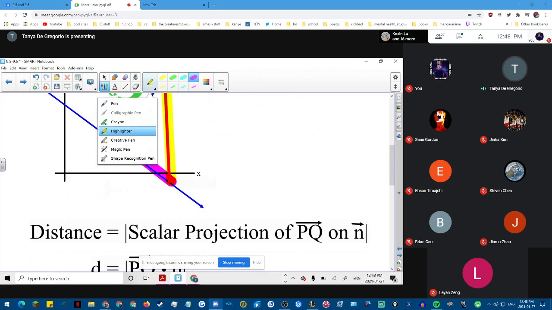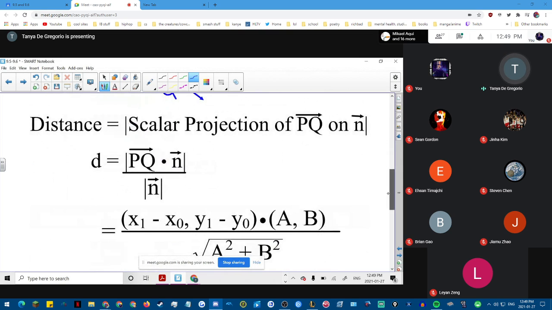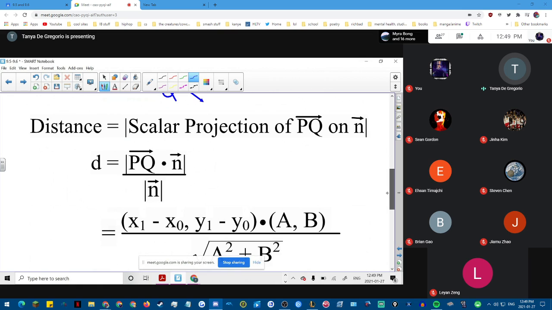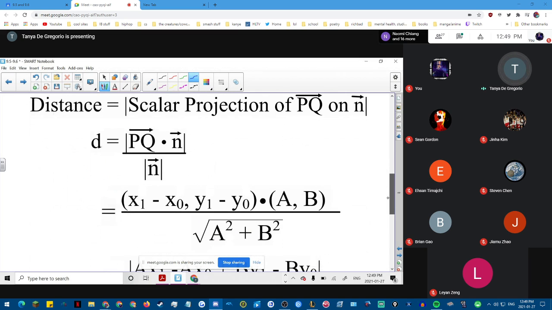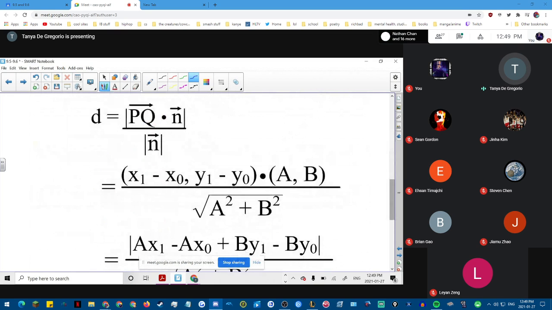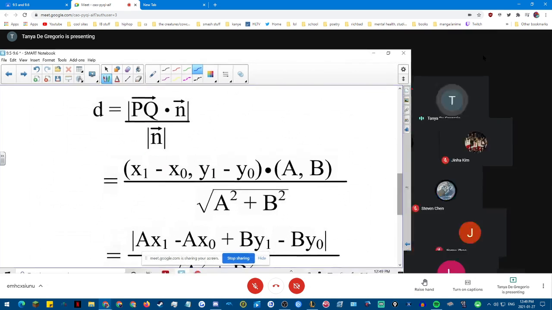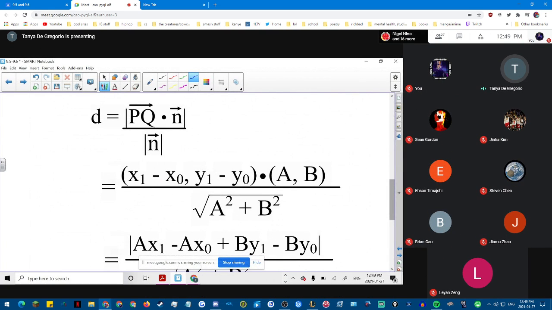So I'll label my point here. We called this Q. So distance is equal to the magnitude of the scalar projection of PQ onto the normal, right? We know that the scalar projection is a scalar, so it's already the magnitude. It's the distance of that projection. And so my formula here is the magnitude of PQ dotted with N, divided by the magnitude of the normal.